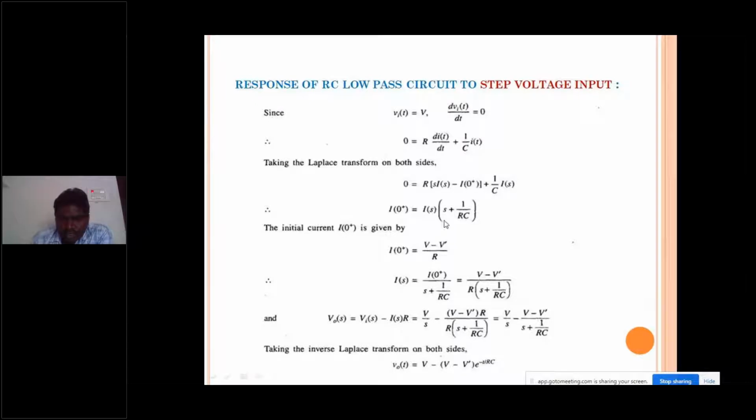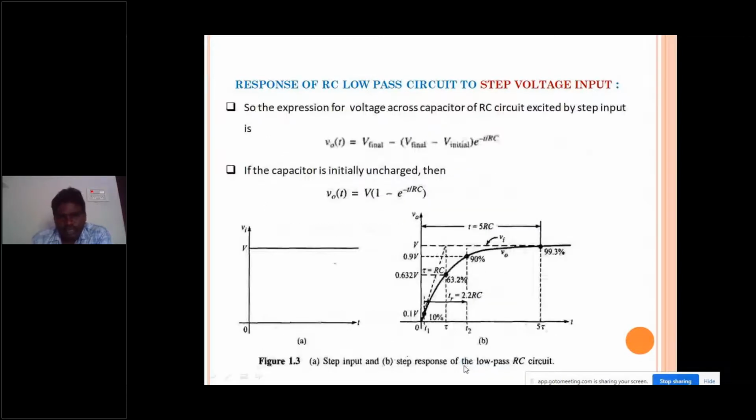So these are the initial conditions. If I substitute the initial condition, then I am finally going to get an equation for the output, that is V naught of t is equal to V minus V dash into e to the power of minus t by RC. So this is the final equation that I am going to get. V is the amplitude of the step signal. What is V dash? V dash is the initial voltage. So the initial voltage for t equal to 0 will be 0. Maybe in the next slide I substituted that.